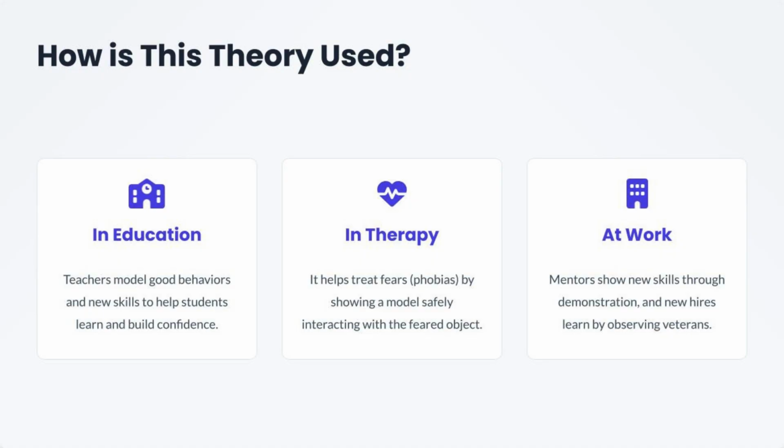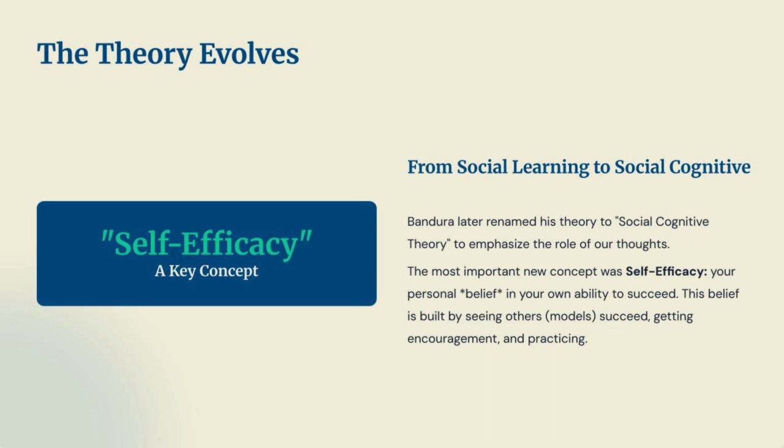This theory has many uses. In education, teachers model good behaviors to help students learn skills and build confidence. In therapy, it helps treat fears by showing positive examples. At work, mentors show new skills through demonstration. It even explains how bad habits spread, like smoking from peers, or good ones, like quitting with group support. Bandura later called this social cognitive theory. He added ideas like self-efficacy, which is believing in your own ability to succeed. This comes from seeing others win, getting encouragement, or feeling calm.